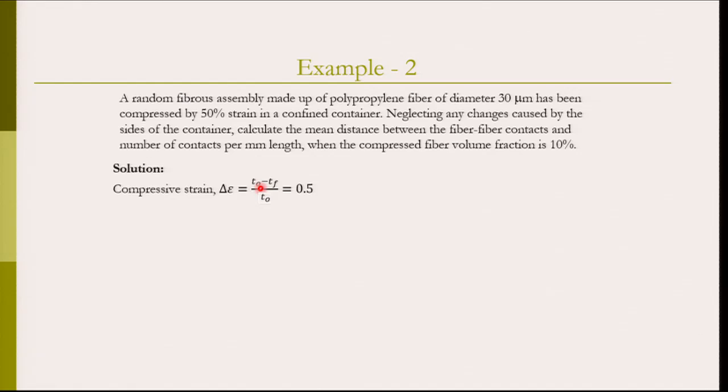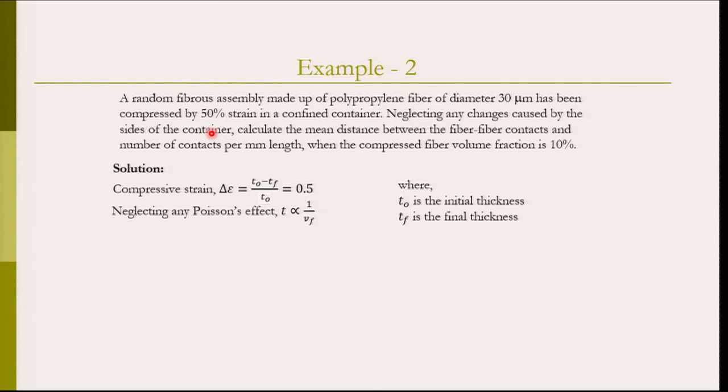This is the reason we have considered T naught as the first entity, and so the change is T naught minus T f by T naught, which is given to us as 0.5, where T naught is the initial thickness and T f is the final thickness. Since we have mentioned that we have not considered any changes caused by the sides of the container, in this case we can neglect the Poisson's effect.